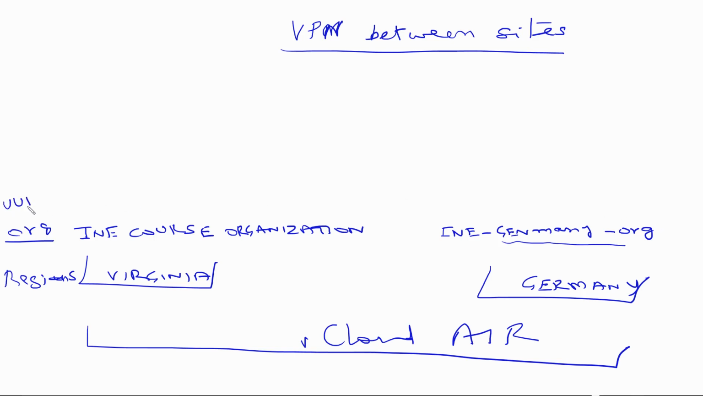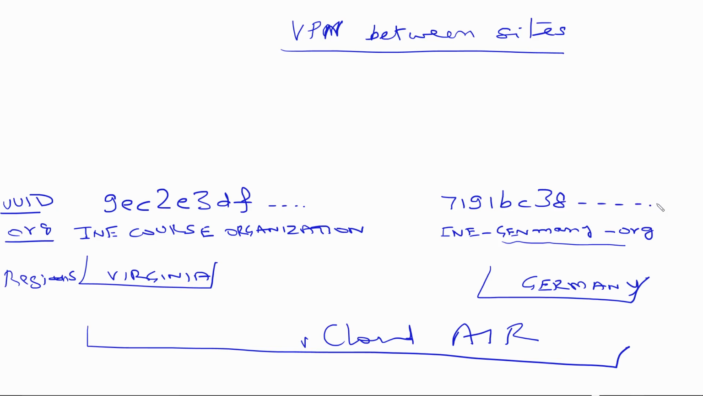The UUID in Virginia for the INE course organization starts with 9 Easy Charlie, 2 Easy, 3 Dog Fox, and so on. And the INE Germany organization starts with 7191 Baker Charlie 38. So the UUIDs are different, so these are two different organizations. They just happen to be in vCloud Director. We will set this up manually.